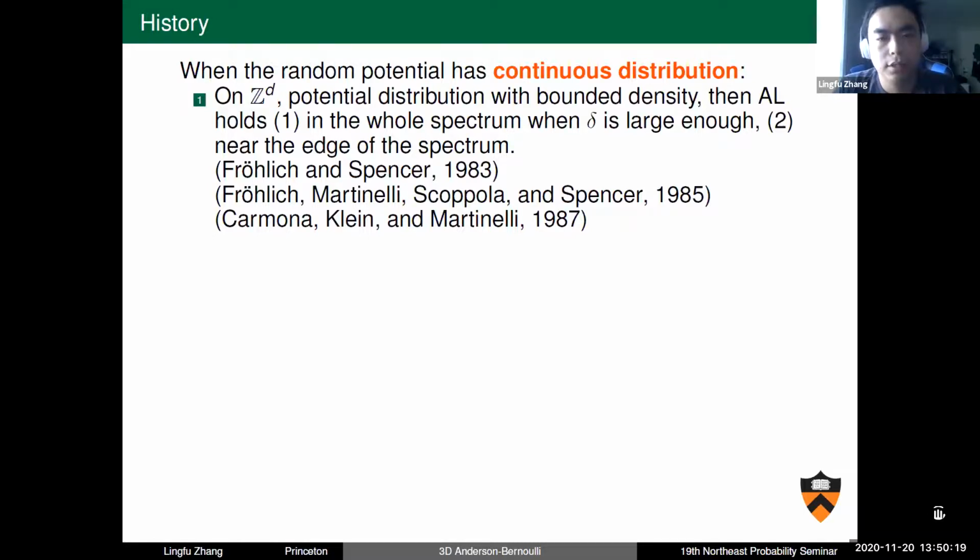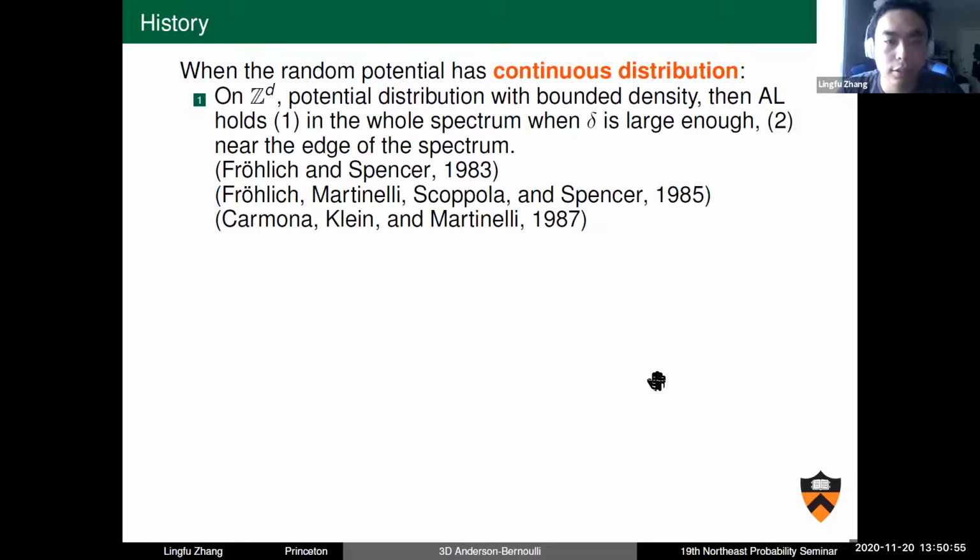What they did is that, rather than the Bernoulli case, they work on the case where the random potential has a continuous distribution. So the random potential V has an i.i.d. distribution, and first they did it assuming that the probability density function is bounded, and then later relaxed to some Holder continuous conditions.